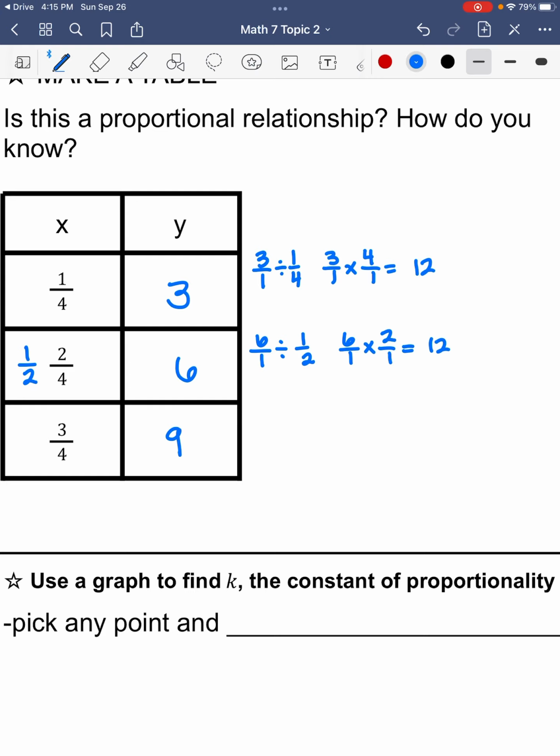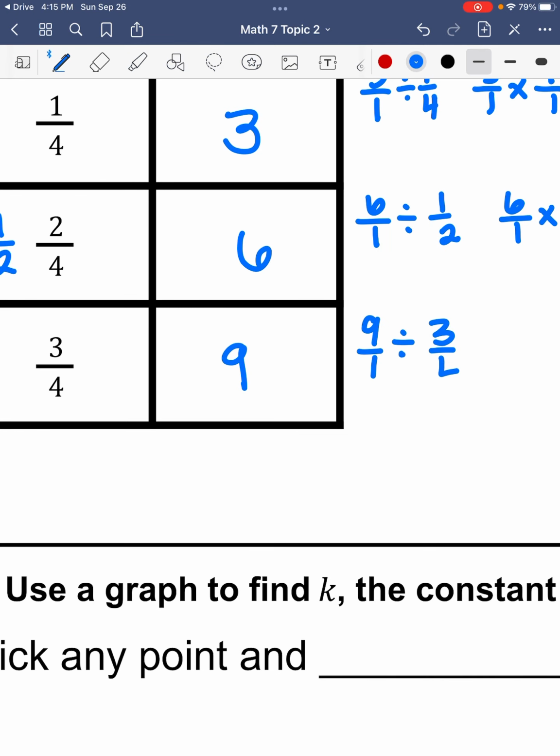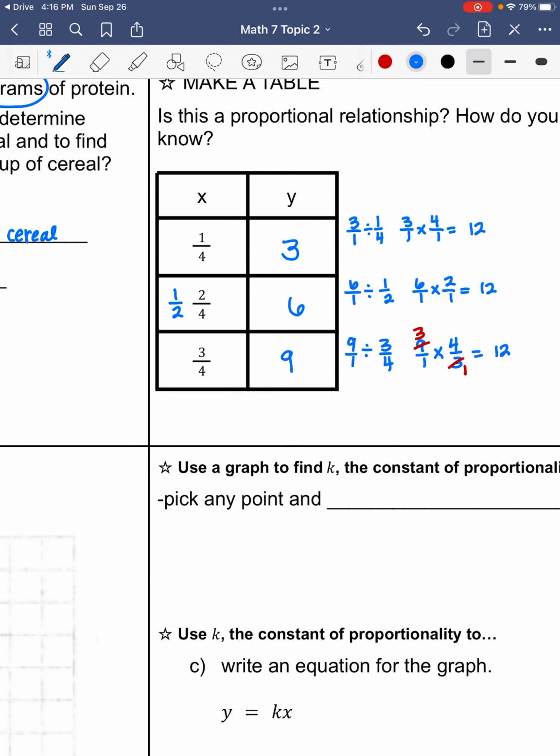Let's look at our last one. I'm going to write my y value as a fraction. So we've got 9/1 divided by 3/4. Well, keep, change, flip. We keep 9/1, we change division to multiplication, and we flip so that we have 4/3. Well, here I do see that things reduce. My 9 and 3 will reduce. 3 goes into both of those. 3 goes into 3 one time, and 3 goes into 9 3 times. So now I just have 3 times 4, which again is 12. So every single time I got 12.